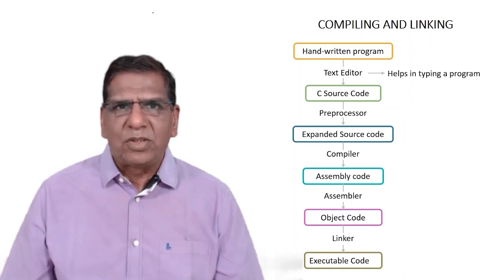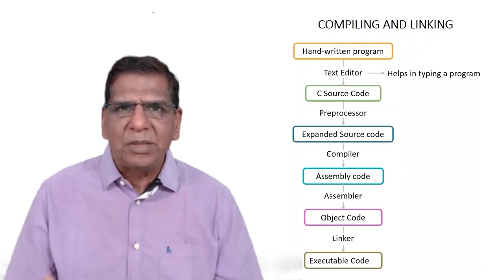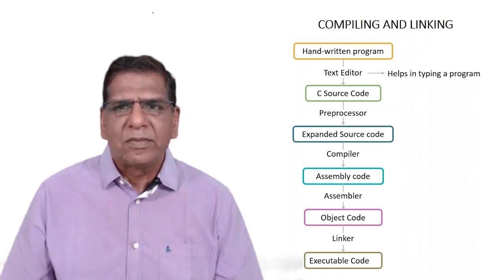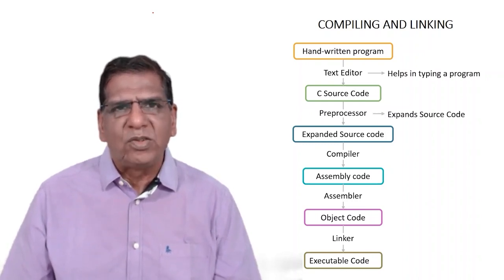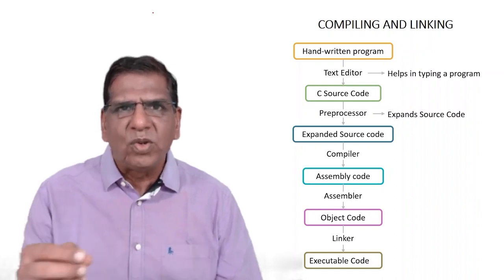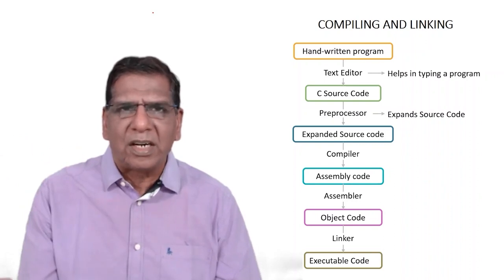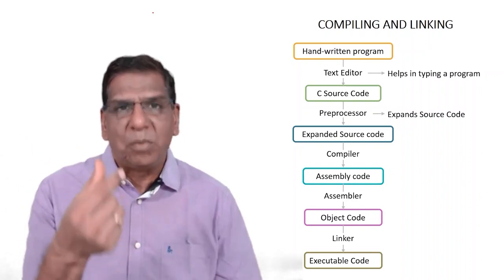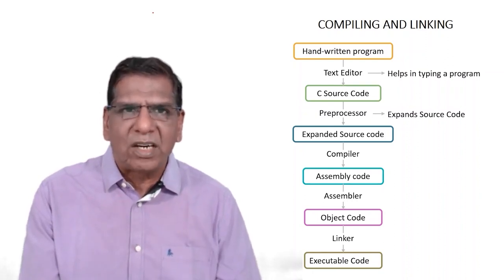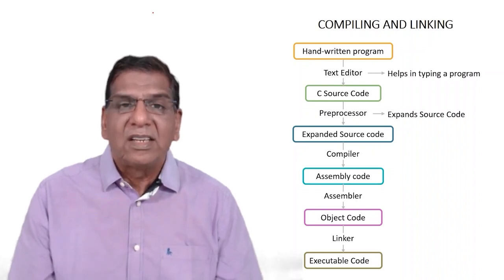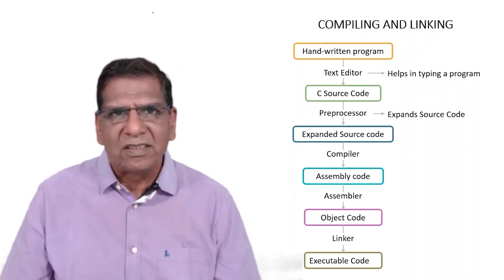So the text editor's job is to do what? To let you type the program and modify it if there are any mistakes in it. The preprocessor's job is to expand the source code based on the preprocessor directives used in the program. Just to give you an example, #include <stdio.h> happens to be one of the preprocessor directives. How do I know that? Well, because it begins with #. Every preprocessor directive always starts with a #.